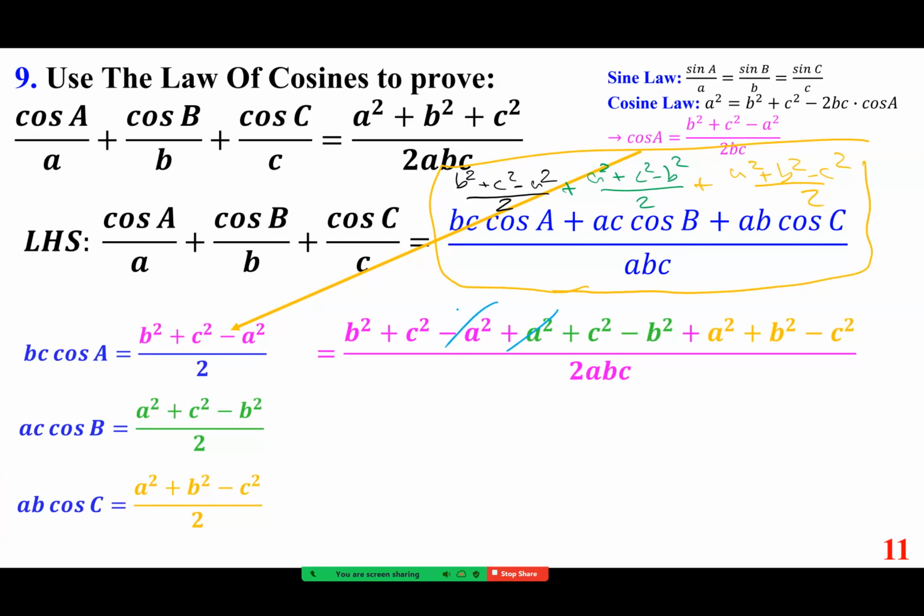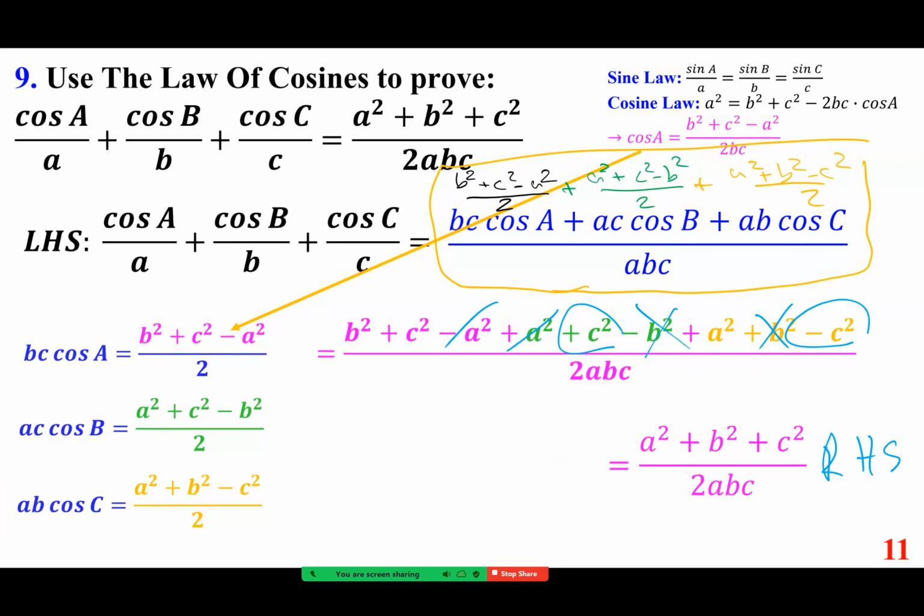Like these two. Like these two. Like these two. And you end up with the right hand side. So that's the right hand side. Okay, this took too much time. Class, we have a lot to do.